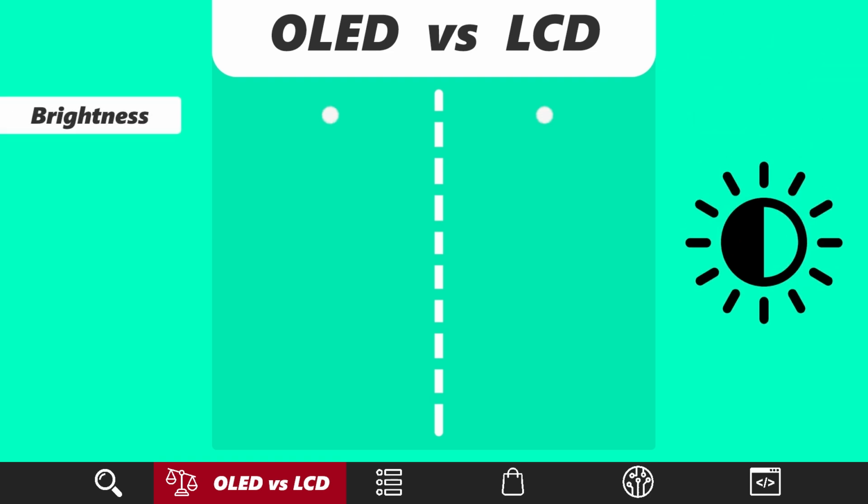Brightness. LCD is better in this feature because the whole screen can be brighter. OLED can't do a full screen with as much brightness. Light output also plays a big part in high dynamic range.